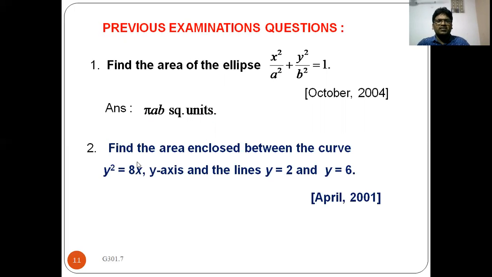The next problem is: find the area enclosed between the curve y square is equal to 8x, the y-axis and the lines y is equal to 2 and y is equal to 6. Between the limits y equal to 2 and y equal to 6, we have to solve the curve y square is equal to 8x. Then you will get the required solution. The solution is 26 by 3 square units. This came in April 2001.